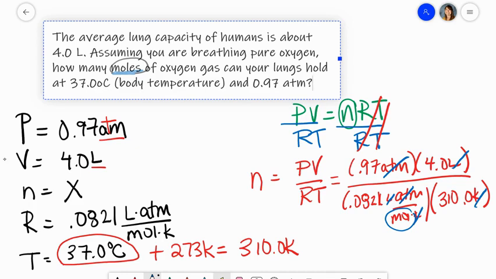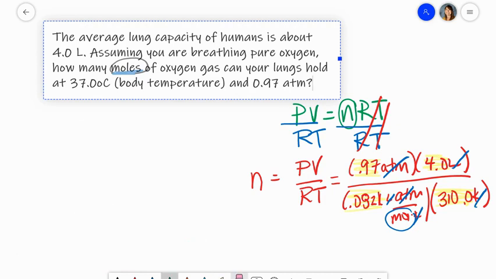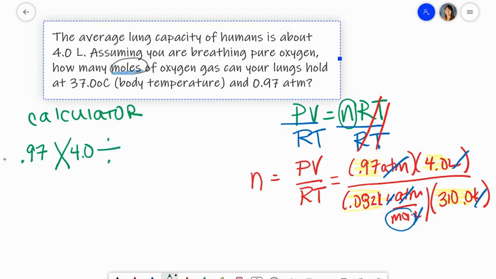So now, in terms of my calculator, what I want to put in is 0.97, the 4.0, the 0.0821, and the 310.0. These are all the values that I need to put into my calculator. In my calculator, which is a very important part of getting your mile marker correctly, I need to show that I can get the correct answer. I'm going to say 0.97, times 4.0, because they're both in the numerator. Everything in the denominator needs to be divided by. So divided by 0.0821 and then divided by 310.0.